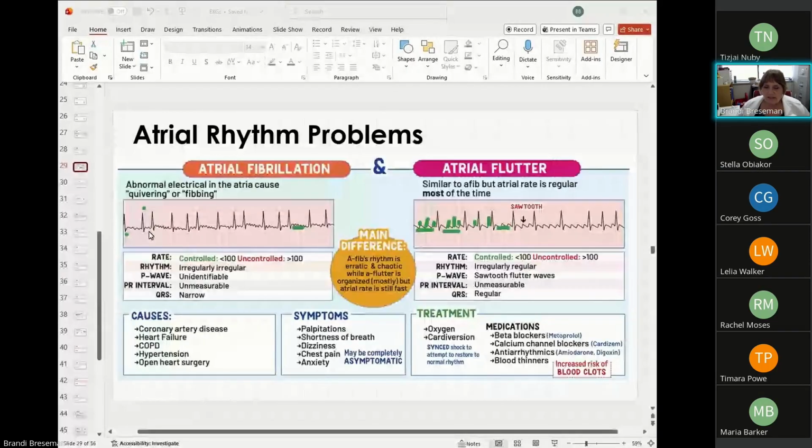And then you see the regular with atrial fibrillation, we say that's unidentifiable P waves because you can't really identify them. Whereas with atrial flutter, we call them sawtooth flutter waves. That's how we describe our P waves. For both of those, our PR interval, we can't measure it. If I'm having multiple P waves, I can't measure a PR interval. And then the QRS is still within those normal limits.